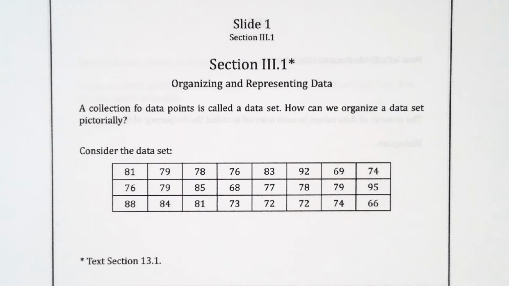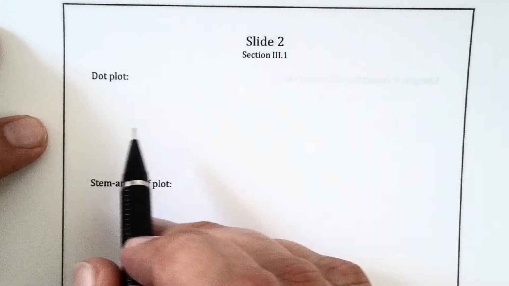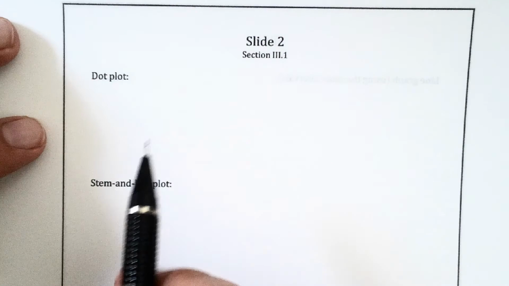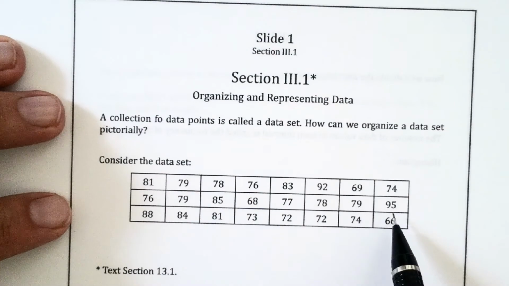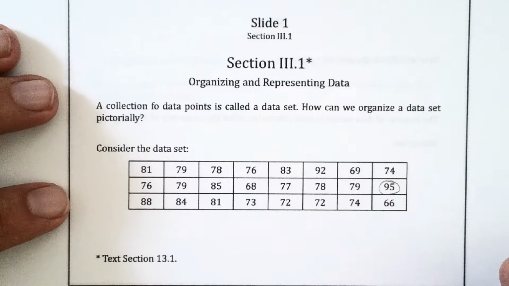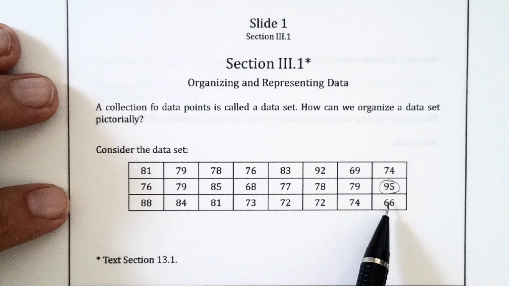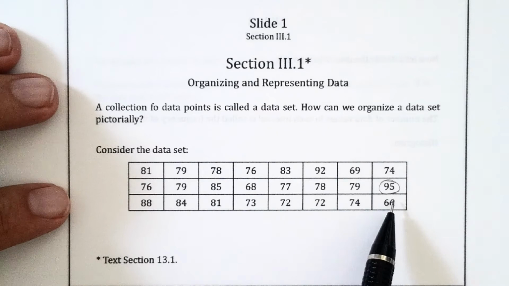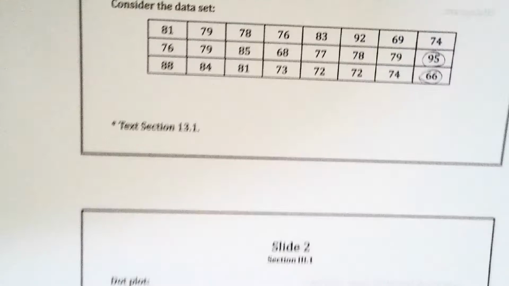And the first one we're going to talk about is called a dot plot. So I'm going to draw the dot plot here for this data set. As I look at the data, the high score, I see a 95. That looks like the high score. The low score, here's a 66. Yeah, that looks like the lowest score. So we're talking about the 60s through the 90s.